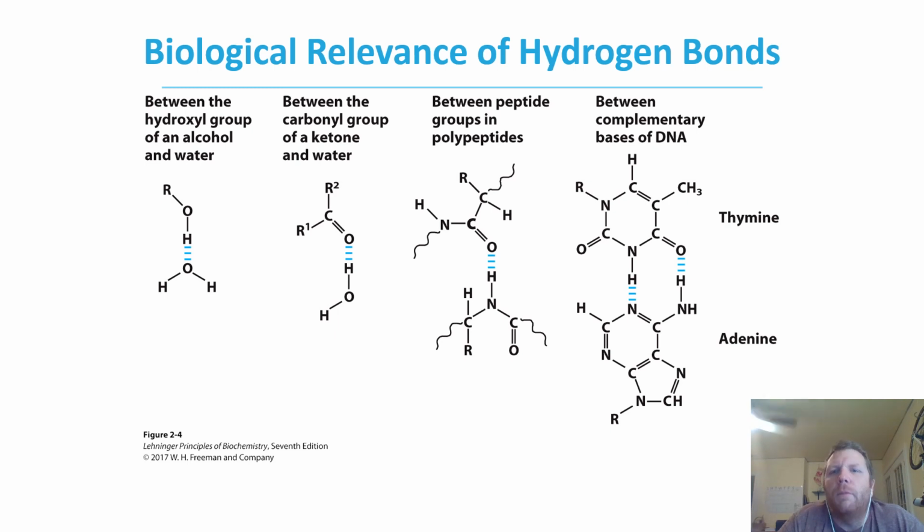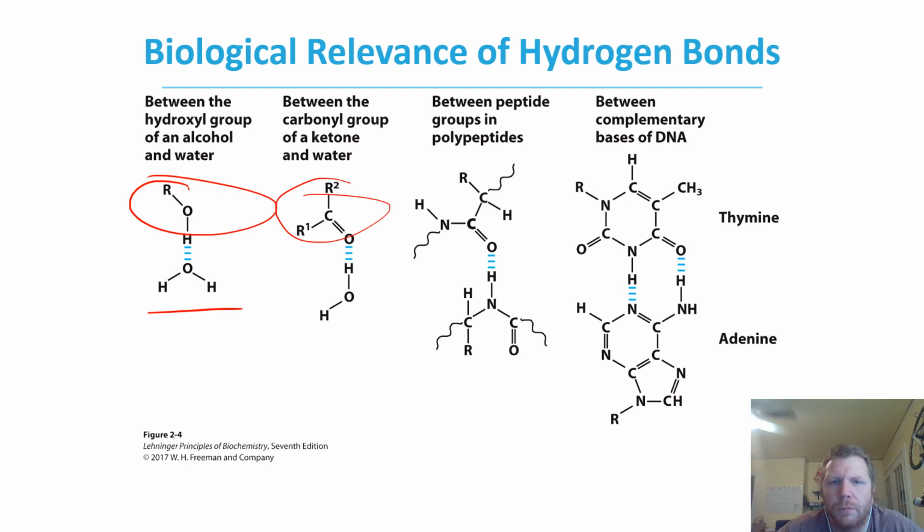Okay, now biological relevance of hydrogen bonds. We've got a couple of distilled down simple examples. First, between a hydroxyl group of an alcohol and water. So here's our alcohol and a water molecule. Then between a carbonyl group of a ketone, where all our functional groups are up top, and a water molecule. Then hydrogen bonding between peptide groups in polypeptides.